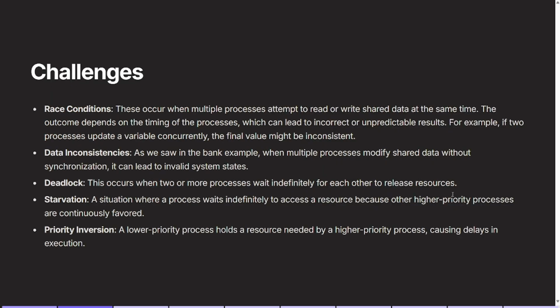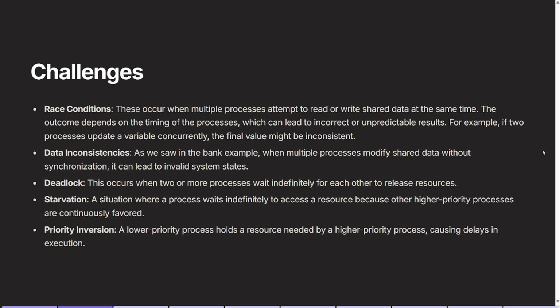So the challenges are race conditions. These occur when multiple processes attempt to read or write shared data at the same time. The outcome depends on the timing of the processes, which can lead to incorrect and unpredictable results. For example, if two processes update a variable concurrently, like in the previous analogy, the final value might be inconsistent.